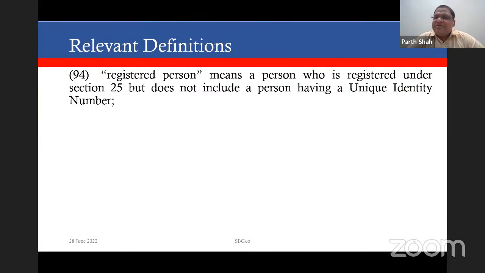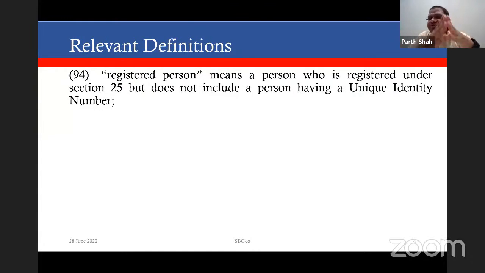So in general, a person who is liable to be registered but not registered is not a registered person. Registered person means a person who is registered under Section 25. It can be either mandatory registration, meaning my turnover has crossed the prescribed limit, or voluntary, meaning if I'm starting my business today and today itself I take registration, though my turnover has not crossed the limit, I will be treated as a registered person for the purpose of claiming input tax credit.